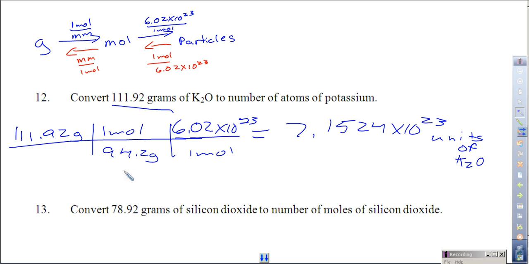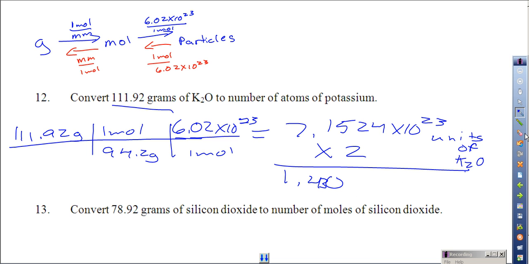Now, how many atoms of potassium do I have in K2O? I got 2, right? 2 atoms of potassium. So I'm going to multiply this number by 2, and that gives me my answer of 1.43. Let me clean that up. 1.4305, keeping the right number of sig figs, times 10 to the 24th atoms.